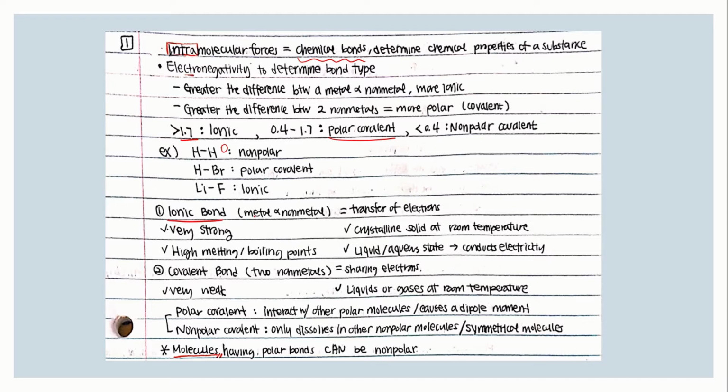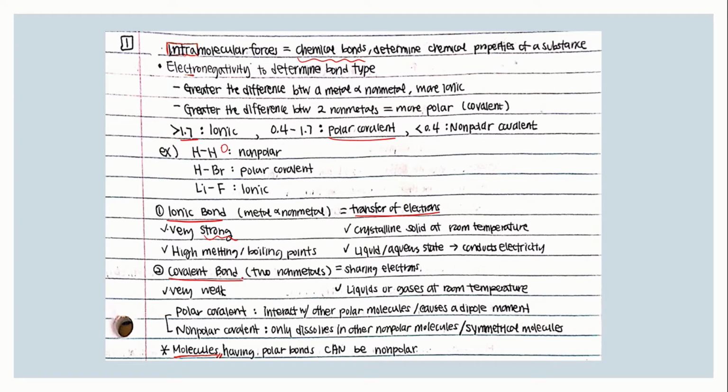So an ionic bond is between a metal and a nonmetal, and it requires a transfer of electrons. It's very strong, and it is a crystalline solid at room temperature. It has high melting or boiling points. In liquid and aqueous state, they conduct electricity.